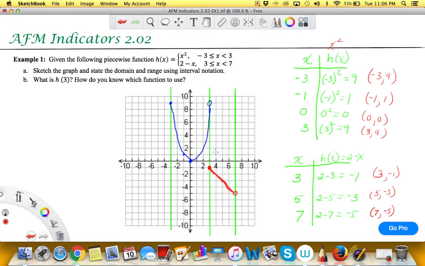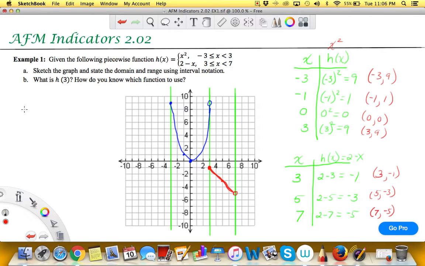So notice this is what our graph looks like. Okay. Notice it becomes continuous because this circle is closed. So this value of 3 is what we count. This value of 3 is not what we count. Okay, now we've sketched the graph and it says state the domain and range using interval notation.